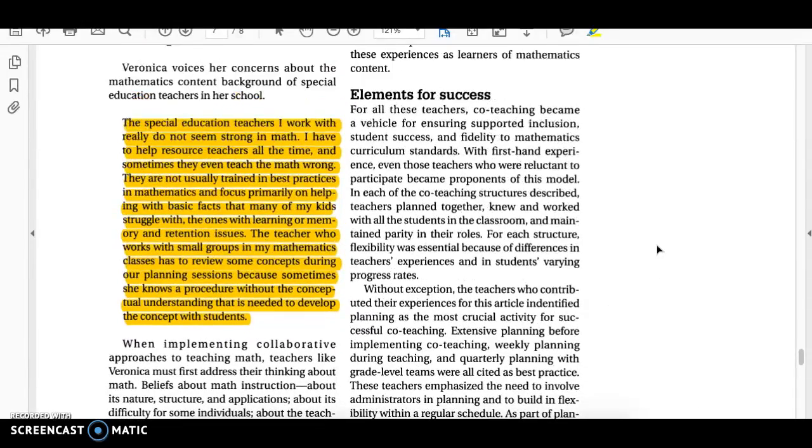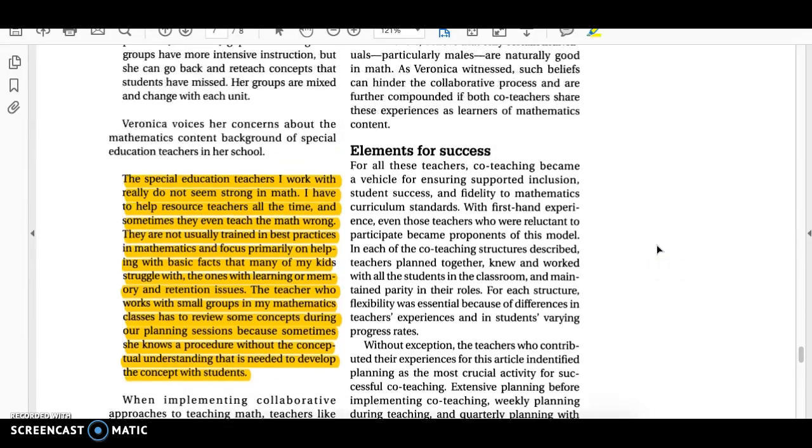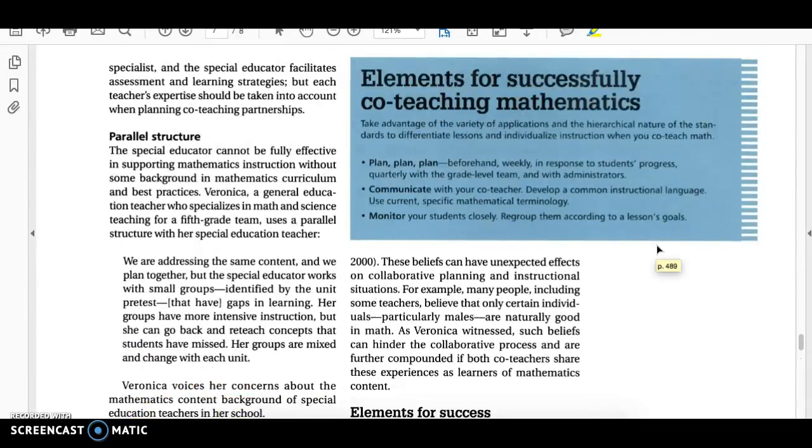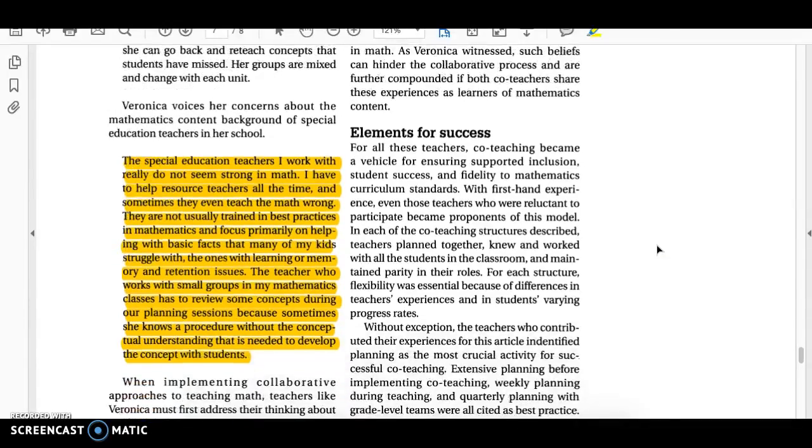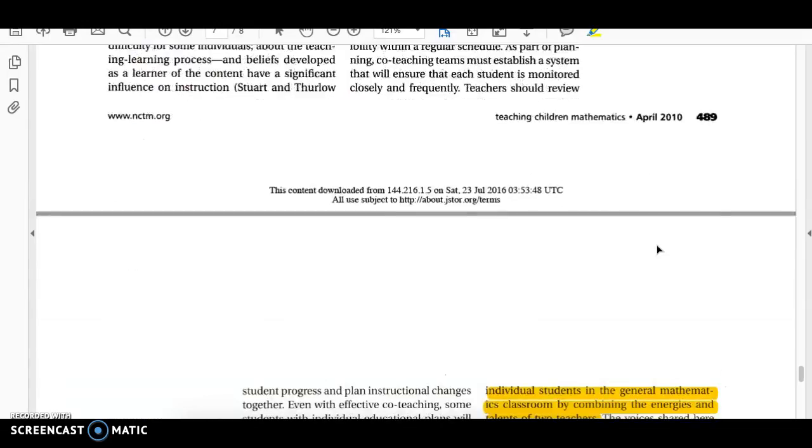As a special education teacher myself, I know that it's often difficult to switch back and forth from one subject to another. You kind of have to be a student of everything, and sometimes what's new or what's being most used can sometimes be missed by a special education teacher. But for the parallel structure, when teachers are teaching full groups at the same time, I could see how that could be an issue.